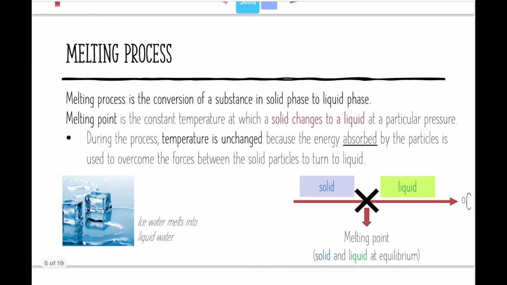Melting process. Melting process is the conversion of a substance in solid phase to liquid phase. Melting point is the constant temperature at which solid changes to a liquid at a particular pressure. Do not confuse with this point.